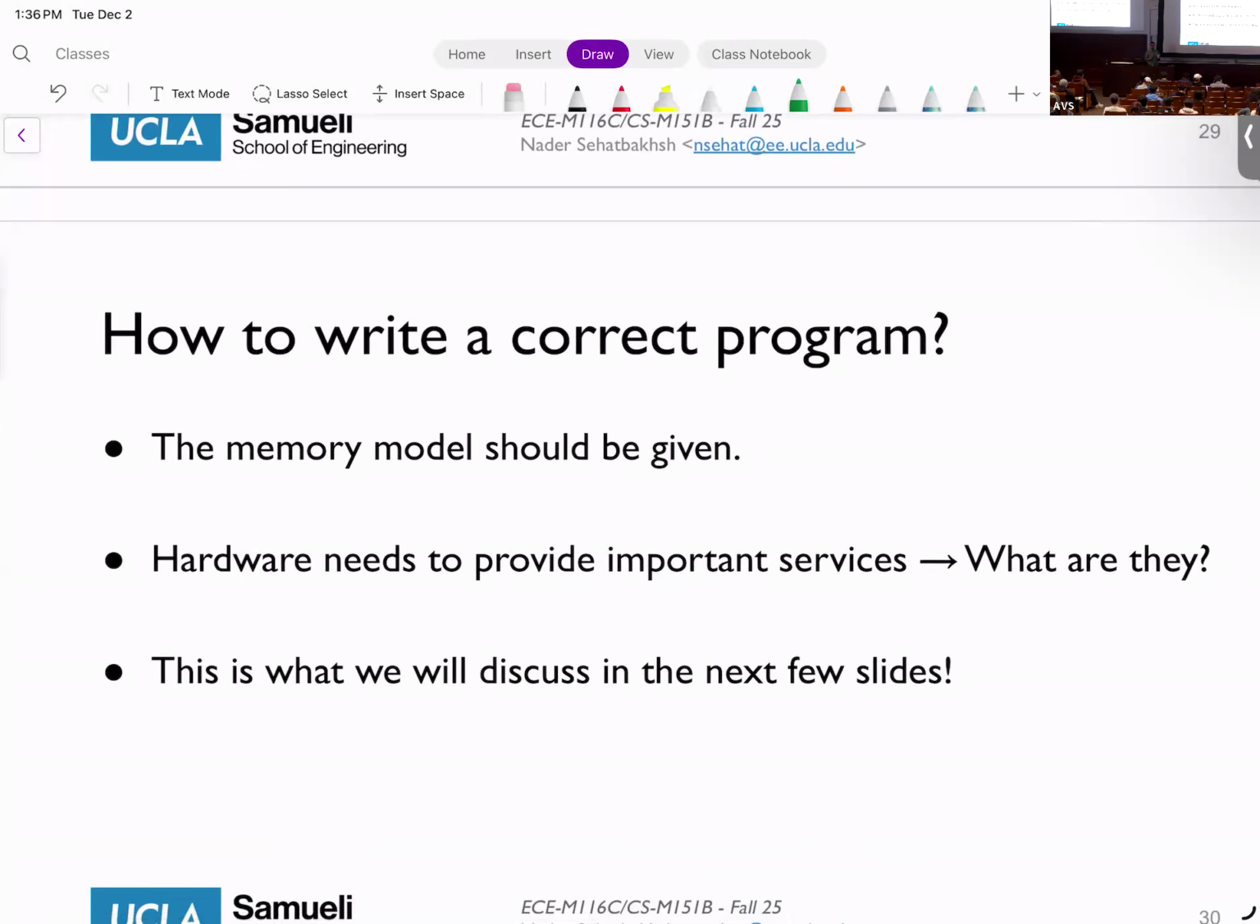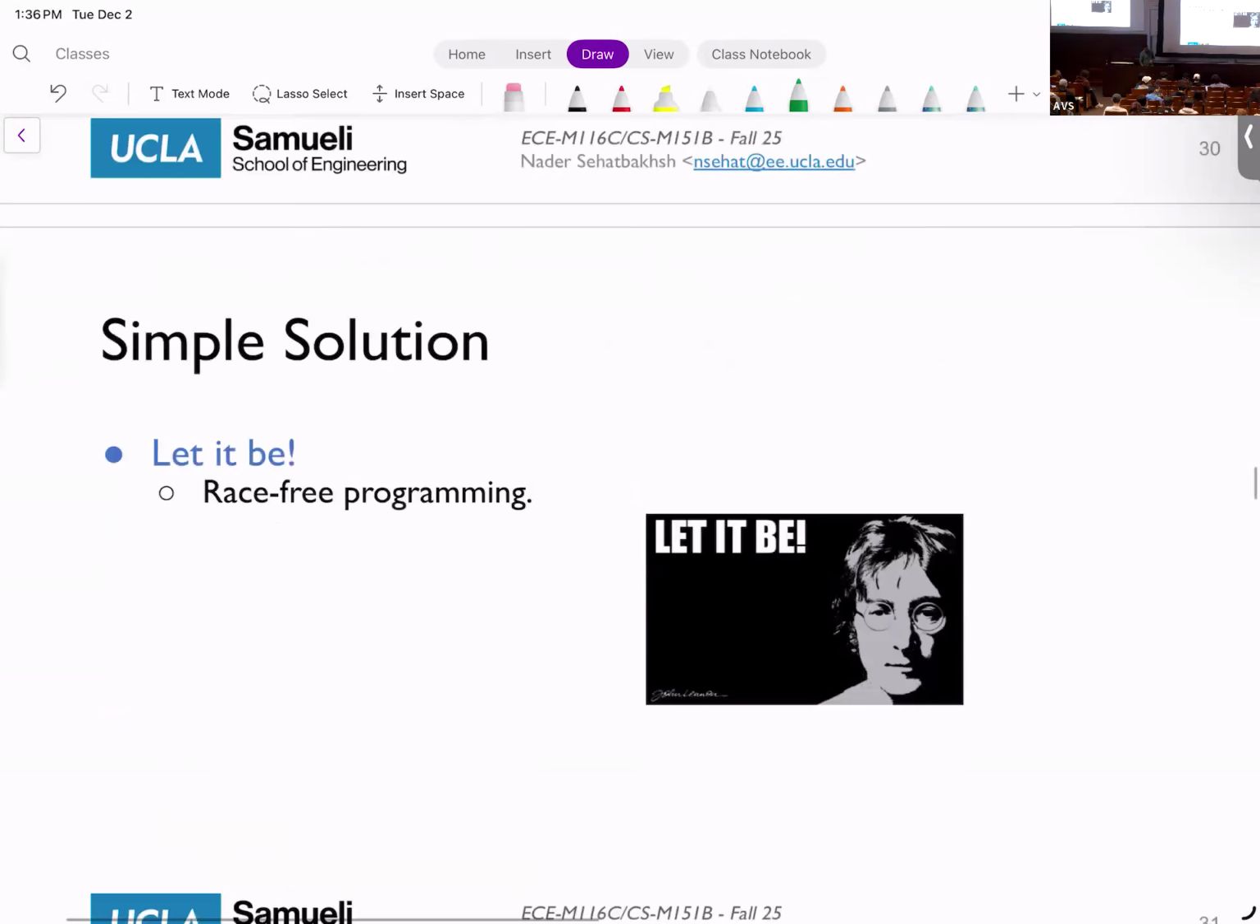So how do we write a correct multi-thread program? We take the memory model. So for example, say that you want to write a parallel program for a RISC-V. Now you understand what is possible and what is not possible. Now what you need to do is use these primitives to make sure that the system works correctly.